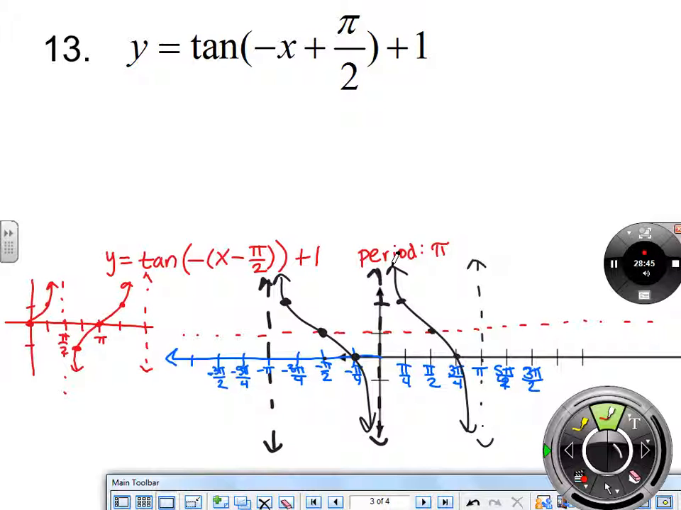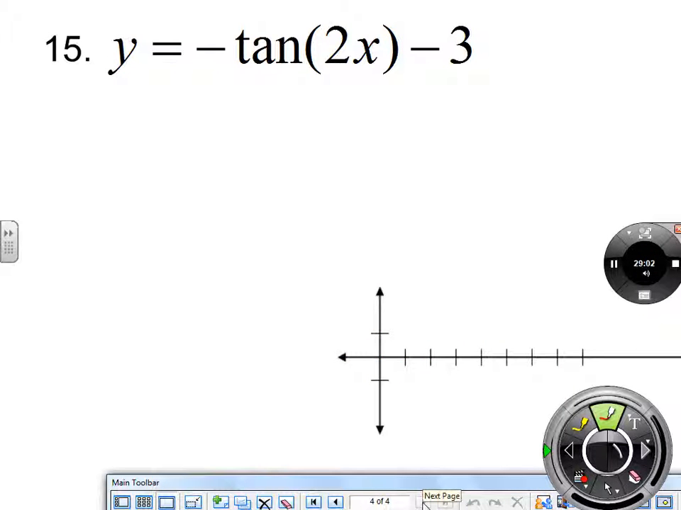Any questions about what we saw here? So we saw a horizontal reflection, a shift to the right pi over 2, and a shift up 1. Okay, last one that we're going to do together. So this was number 13, and then we're going to do number 15.